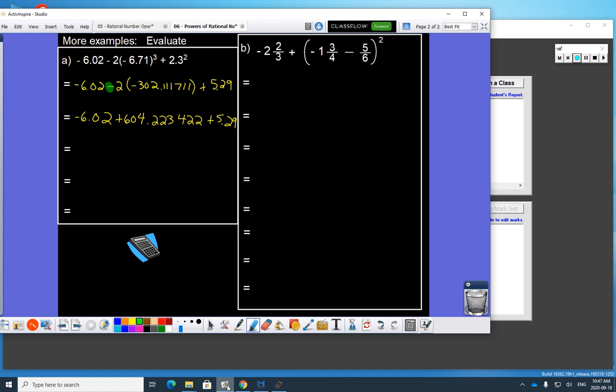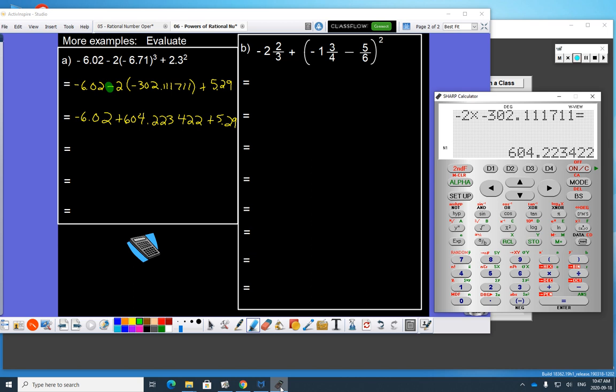And then I told you when you get down to adding and subtracting, you don't have to show me an extra step. You can just add this right across. Maybe take a shot at punching in your calculator as well to make sure I get the right thing here. Negative 6.02 plus that crazy 604.223.422. And then a 529 to add on the end there. I get 603. Back to my pen.